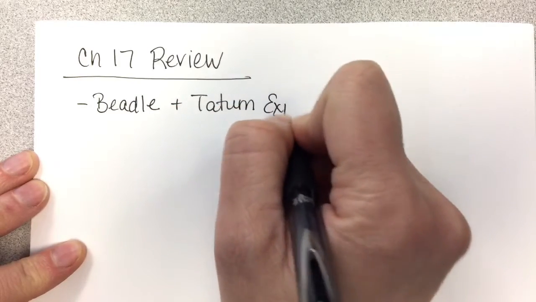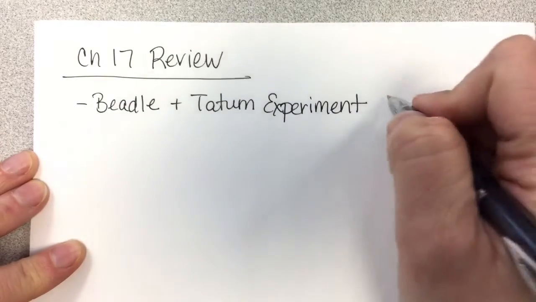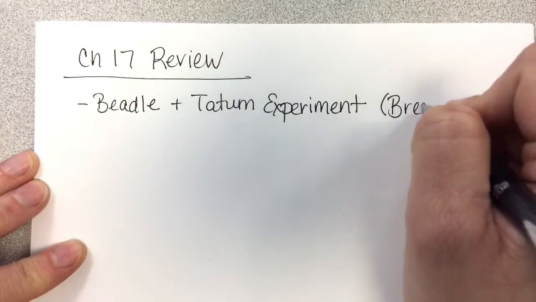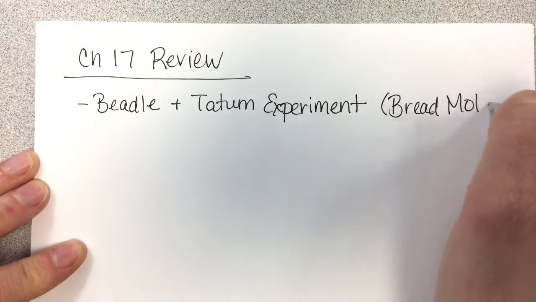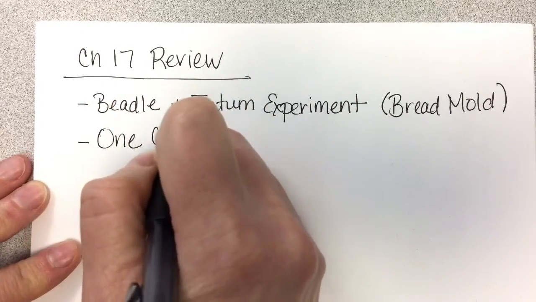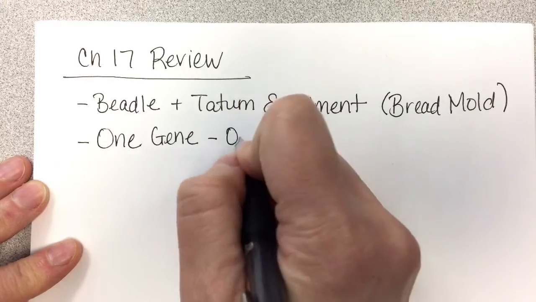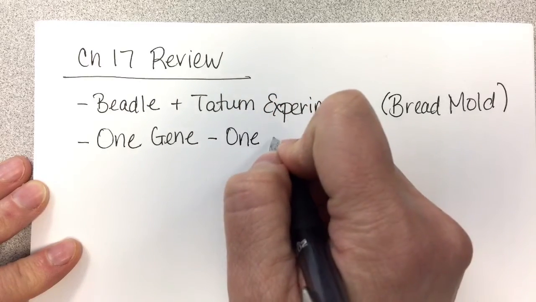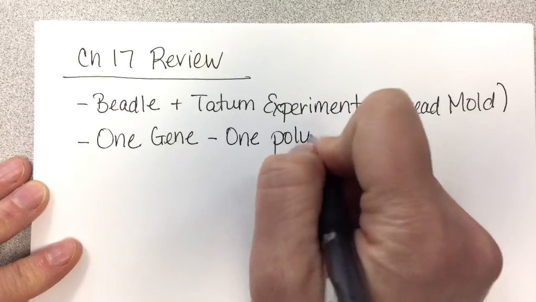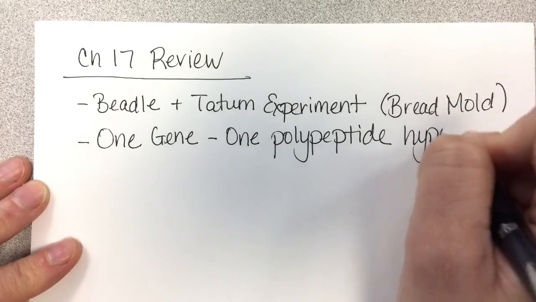They basically mutated genes to figure out what they did. So they did bread mold. What they figured out is that it's one gene, one polypeptide hypothesis.